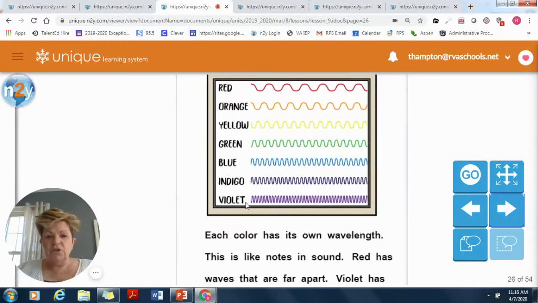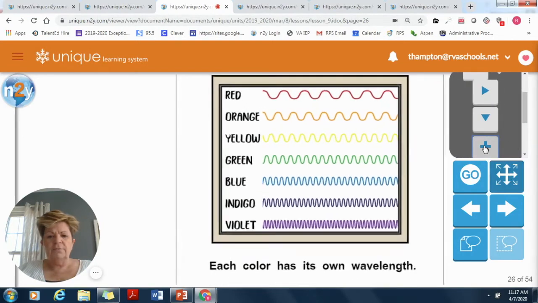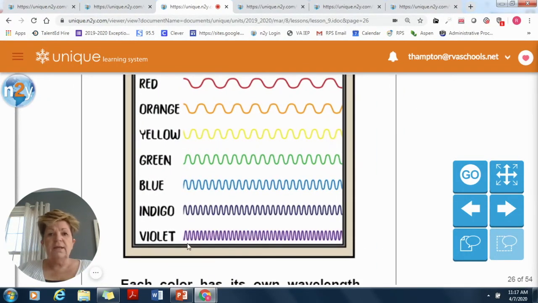So here on this picture, you can see that they have the different size waves for each of the colors. Now, down at violet, it starts very tight, right? And then it begins to get wider and wider, and then we get to red, and those wavelengths are much further apart. So if we look at the wavelength of red, let's blow it up so you can see it well, and we go all the way down to the wavelength of violet, you can see that they're very, very close together, just the opposite of red.